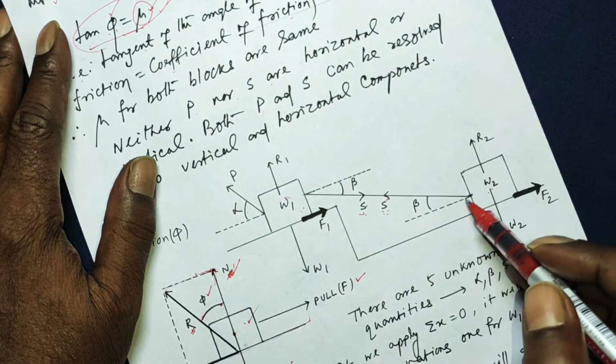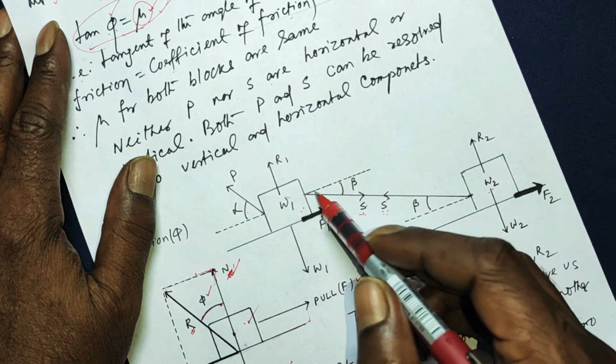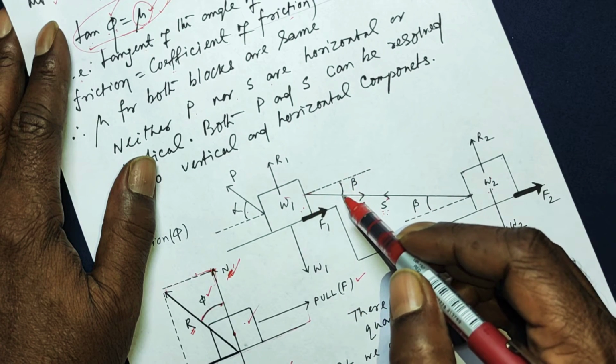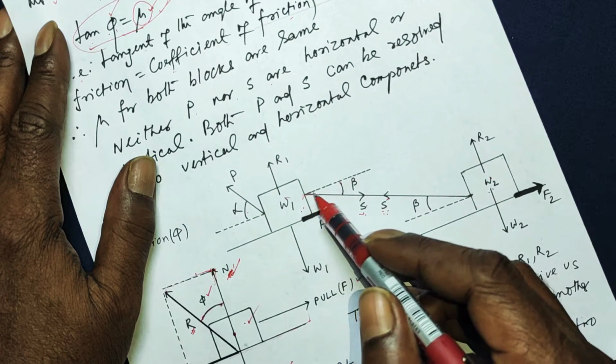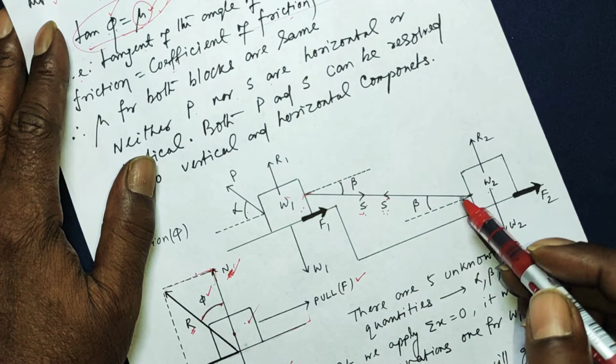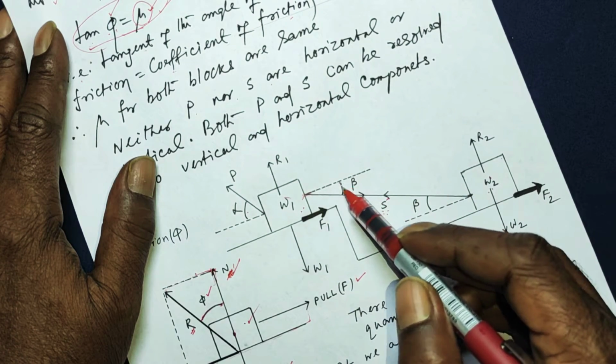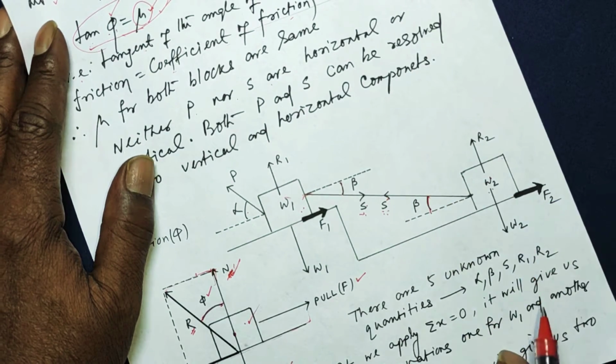And if I draw a horizontal line, let this angle be beta. This is also horizontal, so this angle will also be beta, because this dotted line and this dotted line are parallel and this is the transversal. So if this angle is beta, this will also be beta.